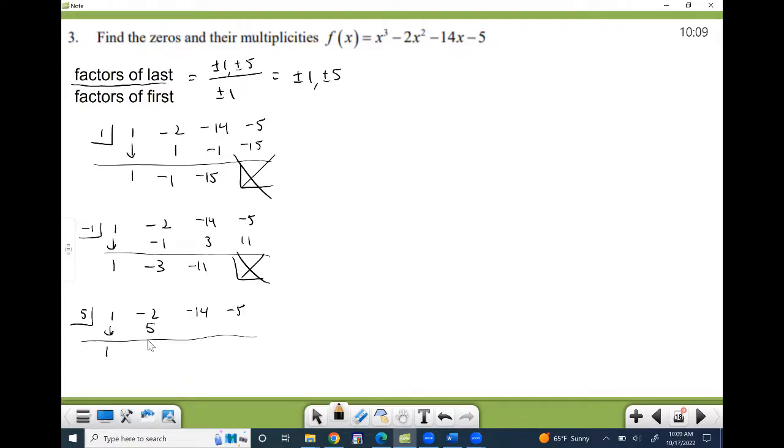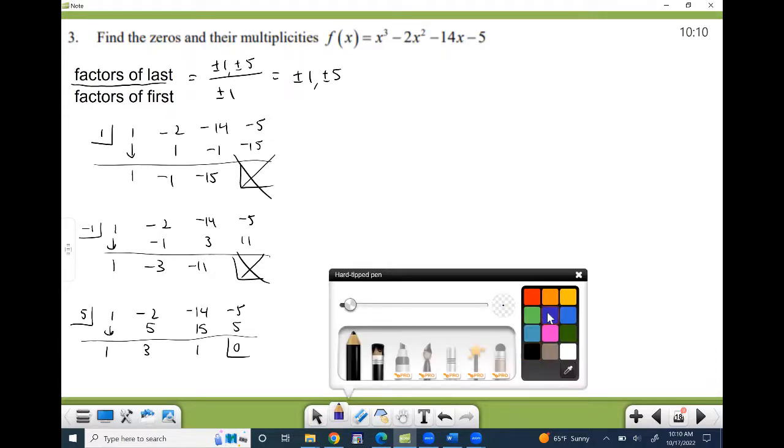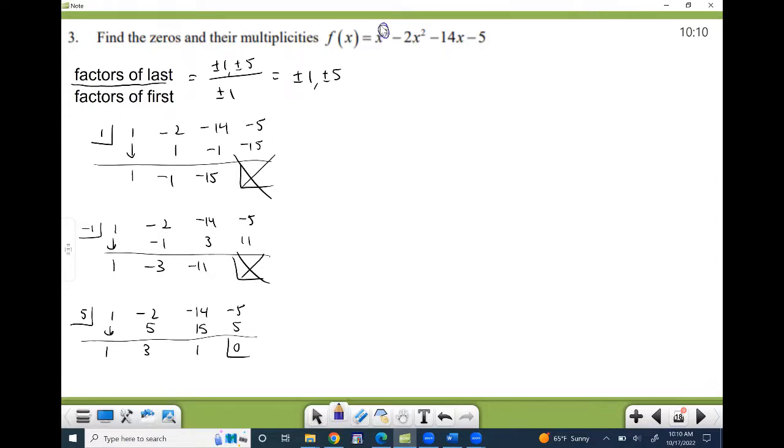Five times 1 is 5. 5 times 3 is 15. 5 times 1 is 5. Ding, ding, ding, ding. Okay, so that one worked. Now the leftover polynomial, when all is said and done, instead of degree 3, will now be degree 2. So x squared plus 3x plus 1 equals 0 is what we want to solve.